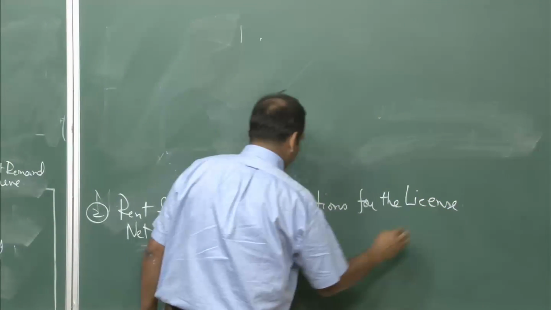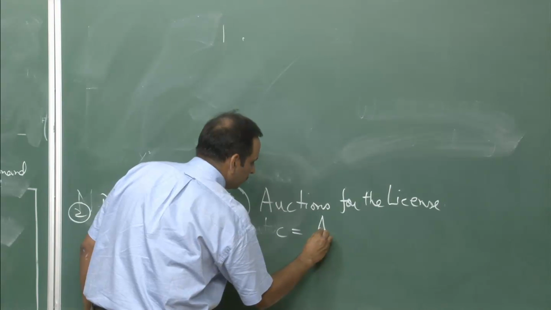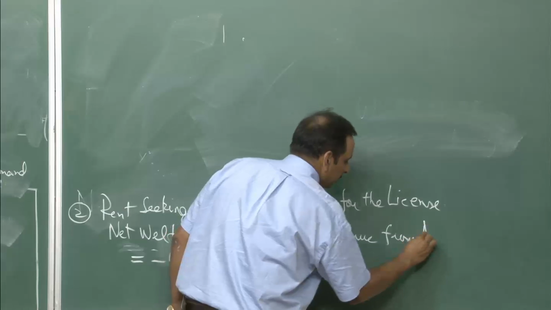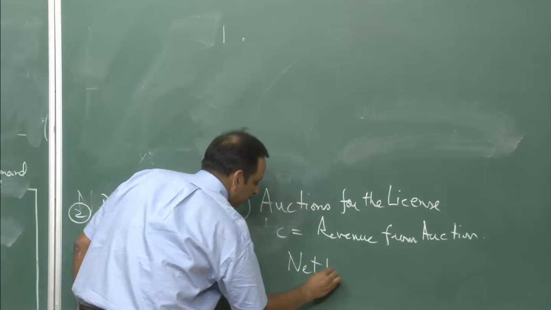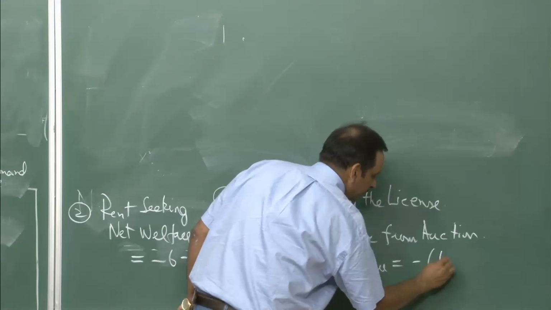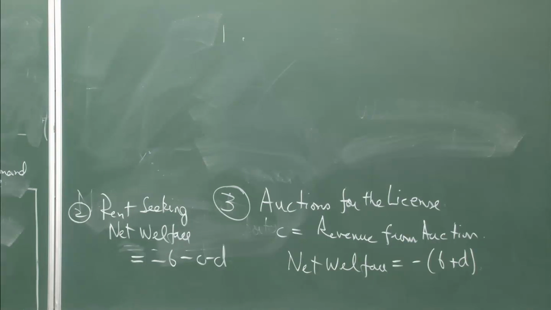In that case, C is the revenue from auction, other things remain the same. So, the net welfare in this case again works out to be minus B plus D. There is one more case.